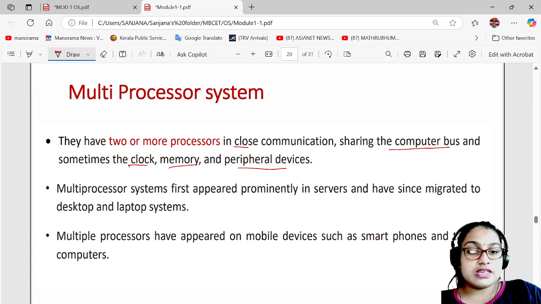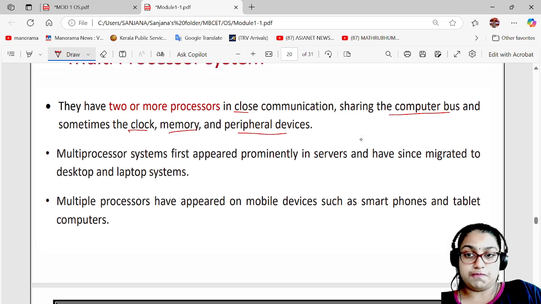Multiprocessor systems first appeared prominently in servers and have since migrated to desktop and laptop systems. Just an example of where it is being used right now. Multiple processors have also appeared on mobile devices such as smartphones and tablet computers. So before it was in servers, then it migrated to desktops, laptops, and now to smartphones and tablet computers.